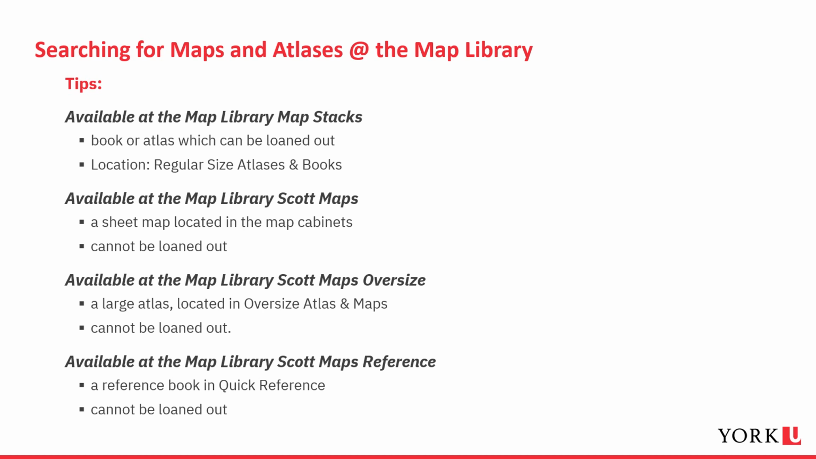Available at the map library Scott Maps Oversize. This is a large atlas located in the shelves at the back. It cannot be loaned out. Available at the map library Scott Maps Reference. This is a reference book that cannot be loaned out. It is located along the side wall by the entrance of the library.